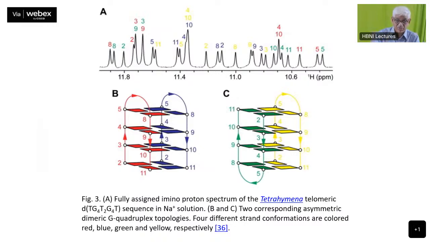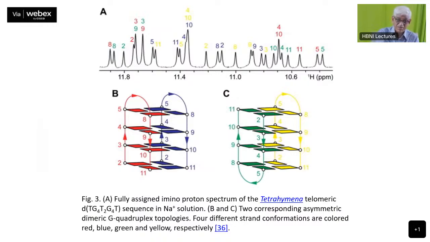And here it is the sequence. The sequence is T, G4, T2, G4, T. Okay, the T's obviously go into the loops, and it is the G4 and the G4 which form the pairs here. This is one molecule, this is another molecule. Two corresponding asymmetric dimeric G-quadruplex topologies. Four different strand conformations are colored red, blue, green, and yellow. Okay, so all of these things can be present at the same time in your molecular system. Both the things can coexist.